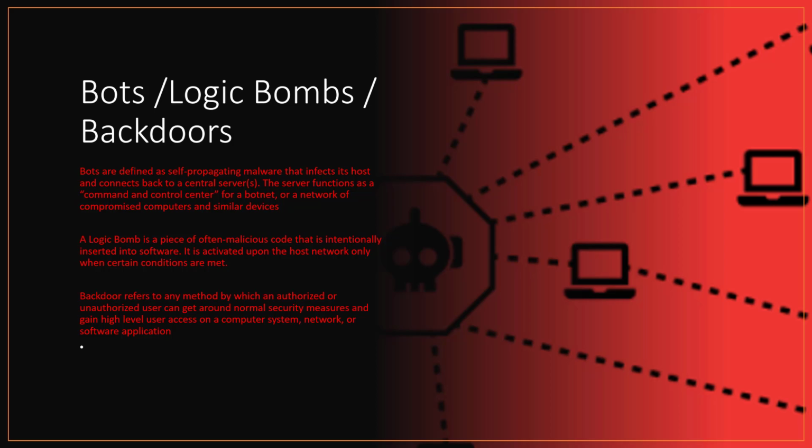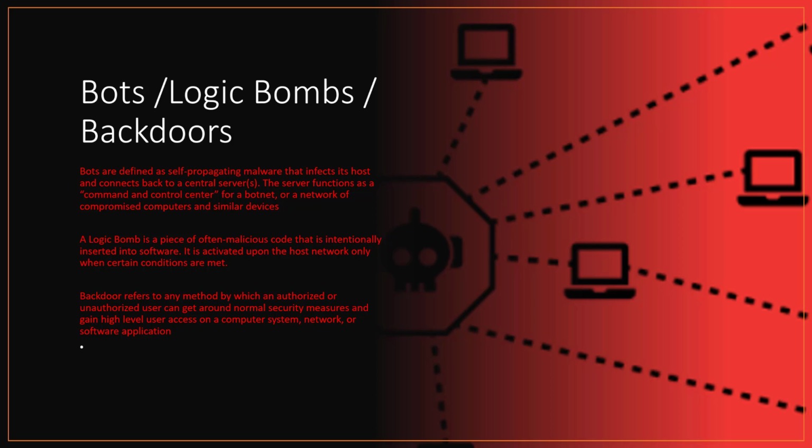Getting close to the end here, let's speed through these next three types of malware. First up is a bot. Bots are defined as self-propagating malware that will infect its host and connect back to a central server. The server functions as a command and control center for a botnet, or a network of compromised computers and similar devices. Malicious bots have the worm-like ability where they can self-replicate. One of the many unfortunate things about malicious bots is that they can easily go unnoticed.